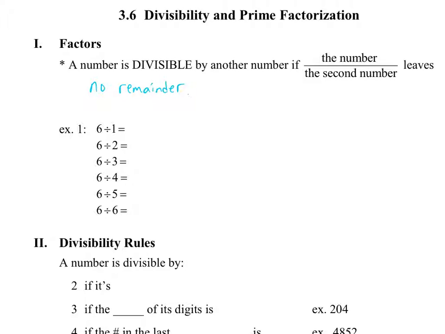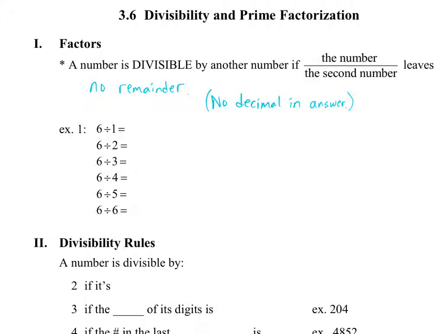And by that, basically, you could say no decimal in the answer. And so just to try to clarify, I put this example 1 in there, 6 divided by all these different numbers, just to show what we mean when we say divisible.